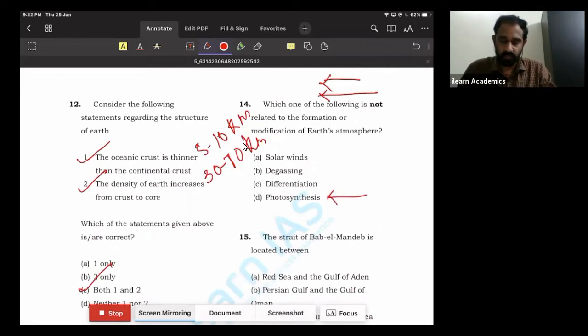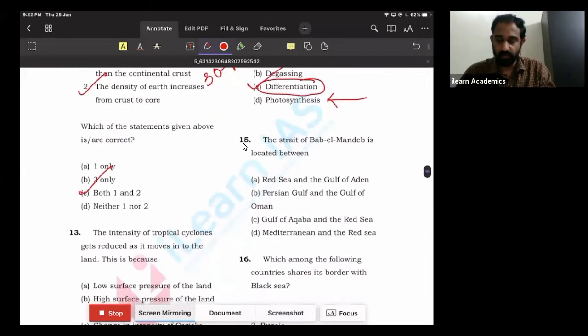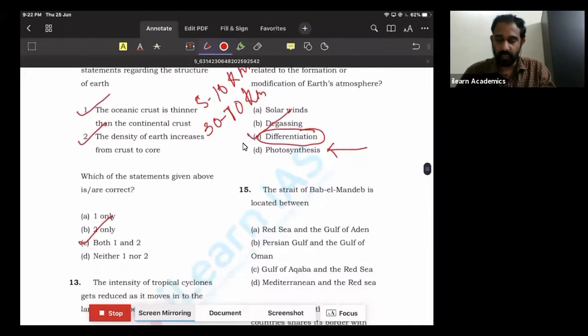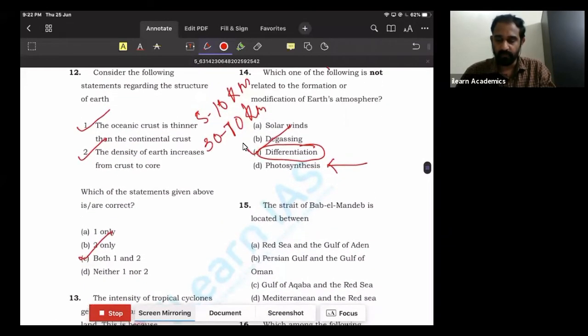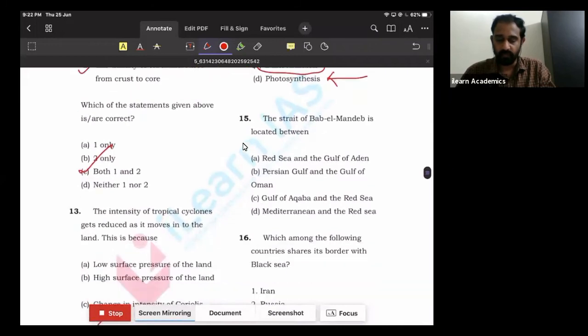added oxygen. So differentiation is the process which led to formation of layers of the Earth's interior. So this is not directly associated with the formation and modification of Earth atmosphere. You can eliminate. The answer is actually C. You have to identify a process which is not related to the formation and modification of Earth's atmosphere.